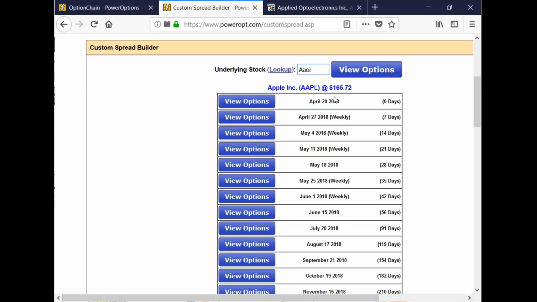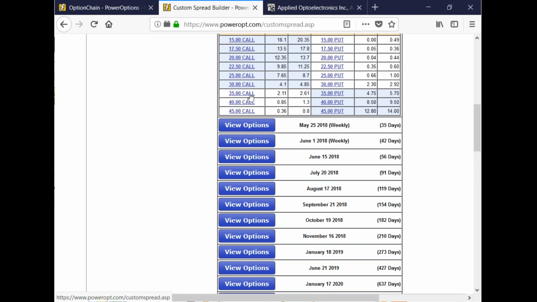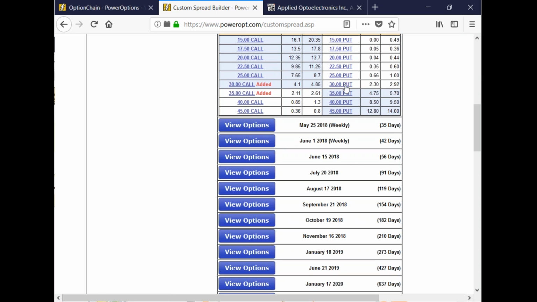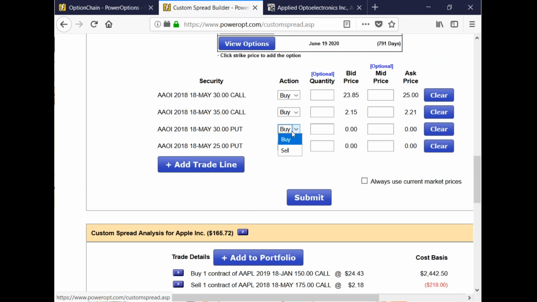What is an iron butterfly? Similar to an iron condor, but, whew, buddy, look at those premiums. So I was at 30. So we'll do 30, 35, 30, 25. It's similar to an iron condor, but the 2 strikes you're selling are at the exact same price.